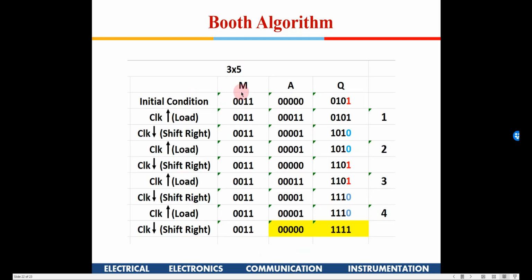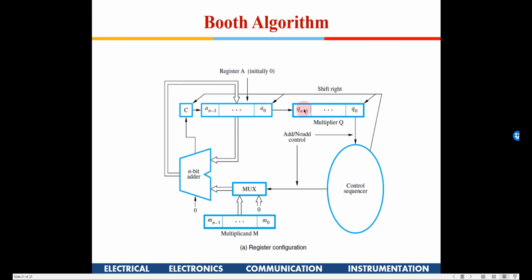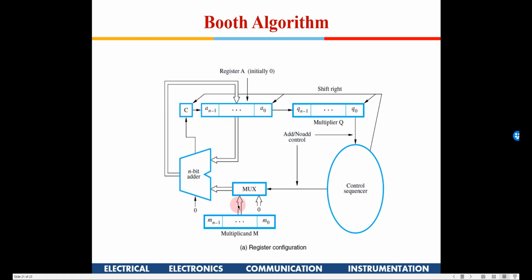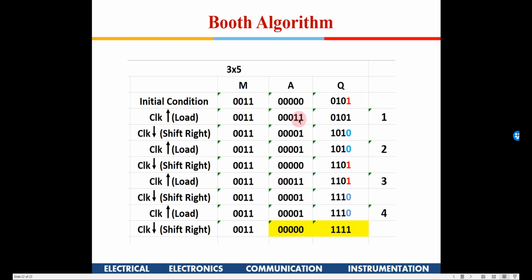Suppose this is M. So initially A will be 0, this will be 0. Here some data has been put. Okay, this is Q0. So this is the one which we are going to multiply, which is being put here, right? And M is 0 0 1. So if you see here, this is 1 out here. So that means from the multiplexer I now have this data coming here. So this 1 will be added to the accumulator.